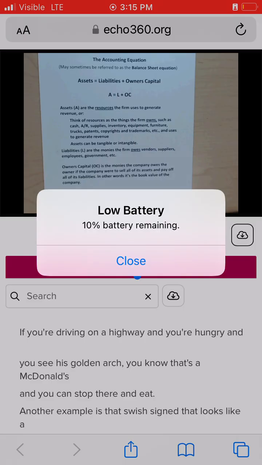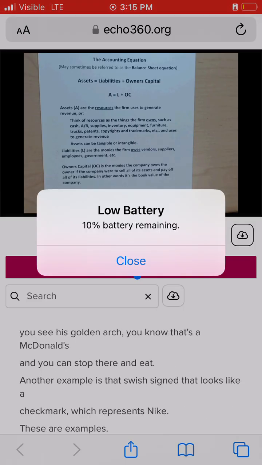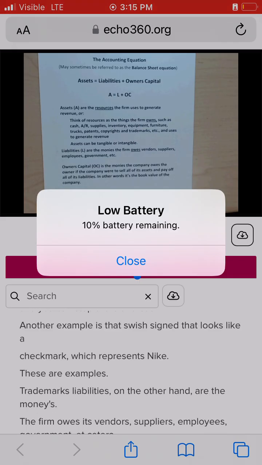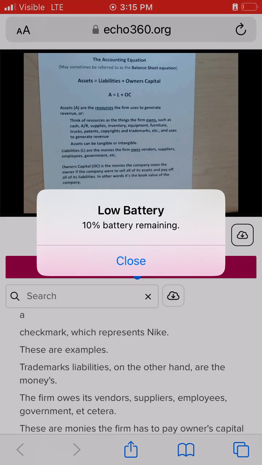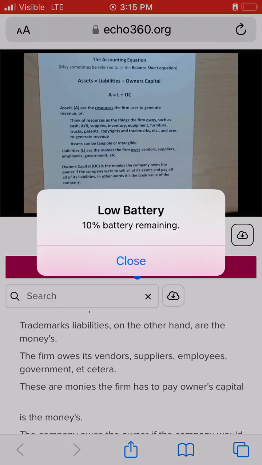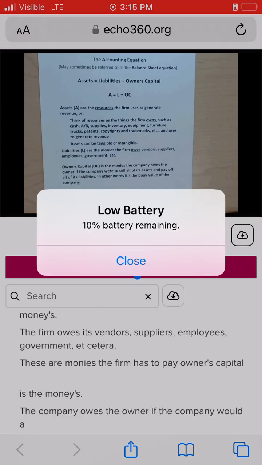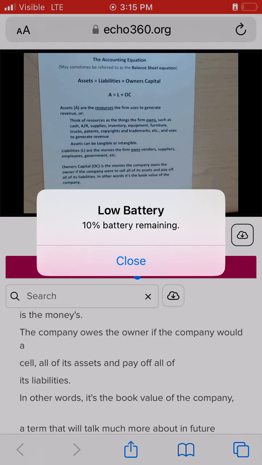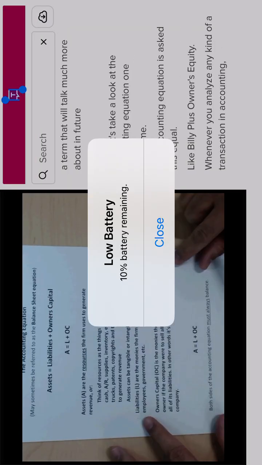Liabilities, on the other hand, are the monies the firm owes its vendors, suppliers, employees, government, etc. These are monies the firm has to pay. Owner's capital is the monies the company owes the owner if the company were to sell all of its assets and pay off all of its liabilities. In other words, it's the book value of the company, a term that we'll talk much more about in future videos.